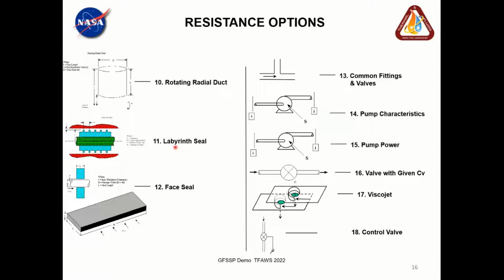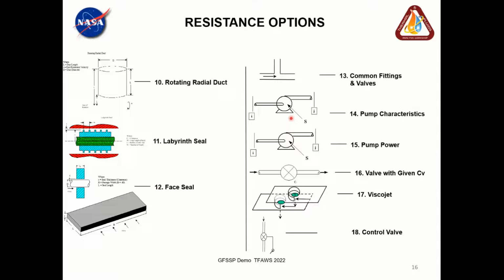There are a couple of labyrinth seal options also. You provide the geometrical specification of a labyrinth seal, the pitch, the clearance, and it will calculate the pressure drop. And face seal is also a very high resistance path, a very narrow path through which the flow is going. It's a kind of developed view of a rotating cylinder. This is also very common for turbomachinery. There are a large number of common fittings and valves, like tees and bends, and you can model a very large number of pipe fittings through these options.